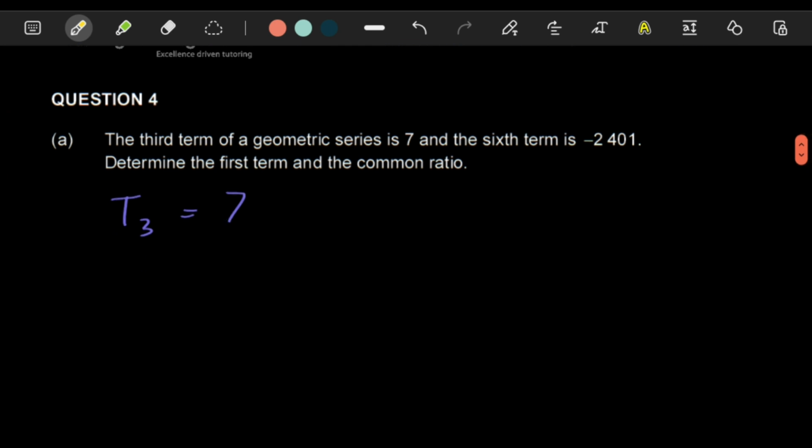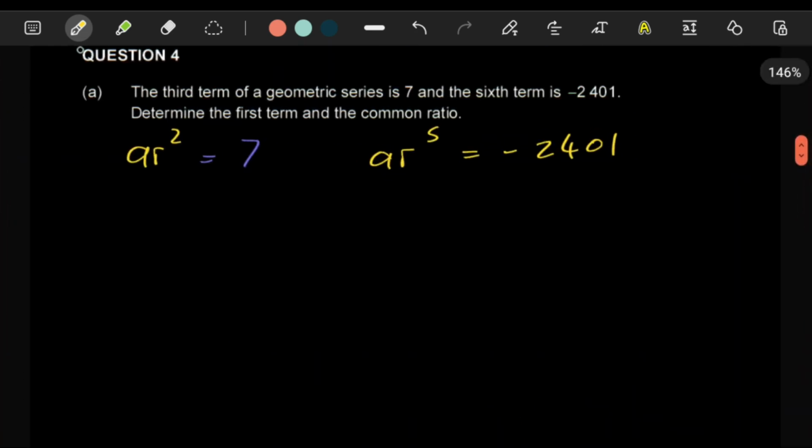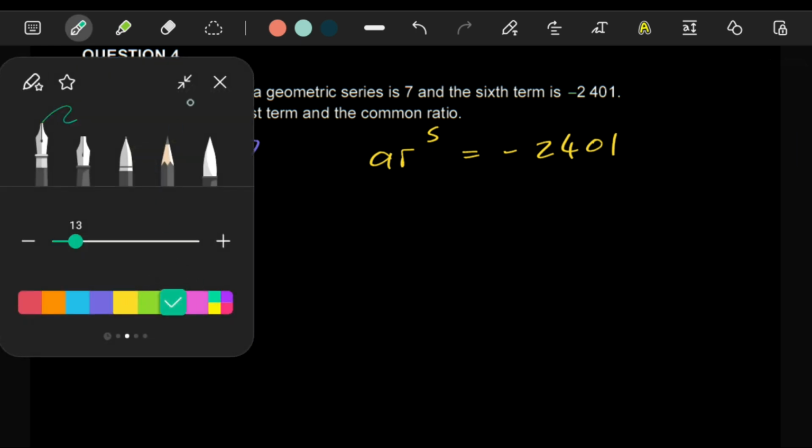So T3 is equal to 7. The easiest thing to write down here is A times r squared is equal to 7. And then they said the sixth term is equal to this. So this is going to be AR to the power of 5 is equal to negative 2401. Then they say determine the first term and the common ratio. You have to determine A and R. It's a basic 5-mark question because A and R can be worked out simultaneously.